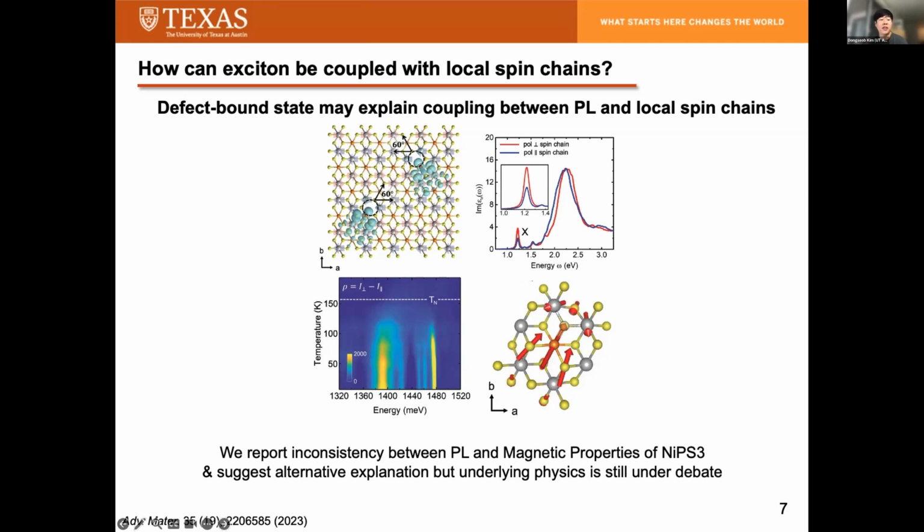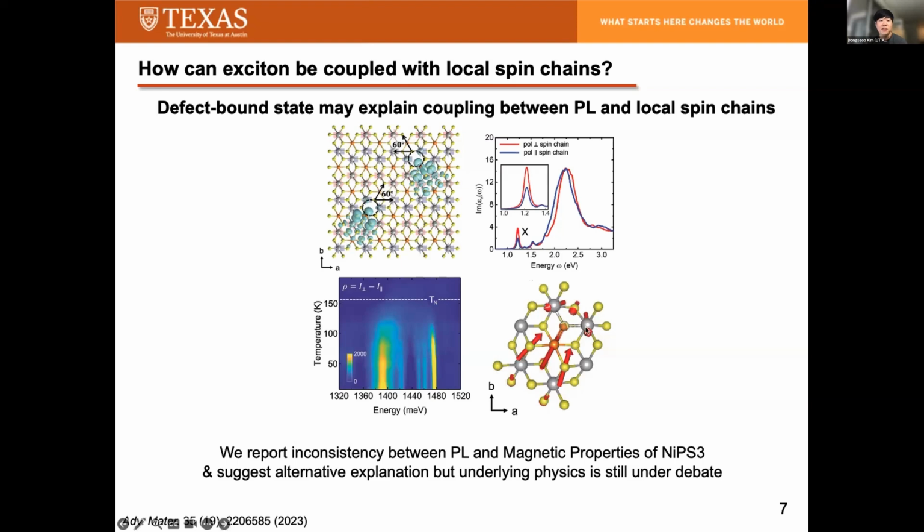Our collaborator calculated the magnetic properties and the excitonic properties based on a general sulfur defect in this nickel PS3. As a result, we found that the wave function based on this defect is coupled to the magnetic ordering, and they create this specific direction of the photon emission. So based on this defect bound state, we could explain our observation. The sideband peak can also be explained by this defect bound state.